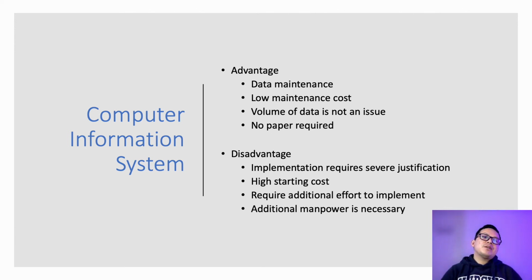Next is computer information system. The advantage of a computer information system is that data maintenance is fast and efficient. Sometimes, due to automation, you don't have to maintain it, and it's low cost. I'm not sure about the low cost. Do you think it's low cost? I think it's not. Volume of data is not an issue. It's limitless. Do you remember the storage capacity that we talked about? With the emergence of cloud computing, it's limitless.